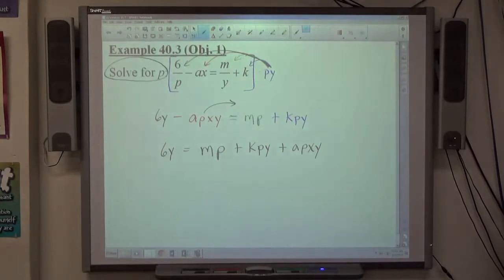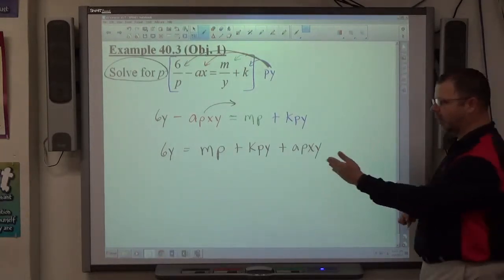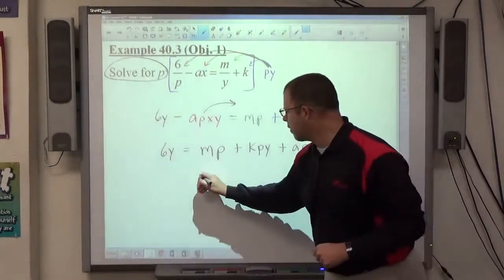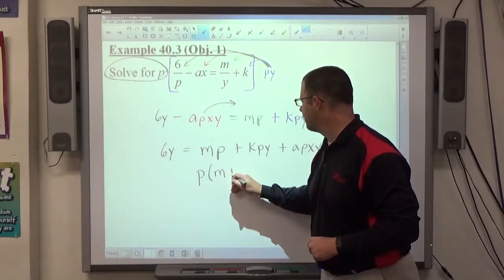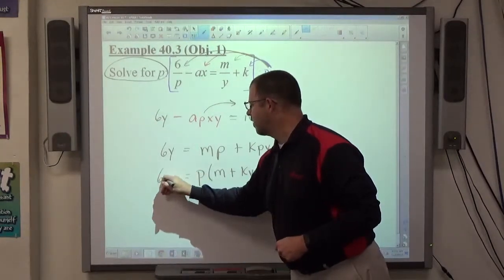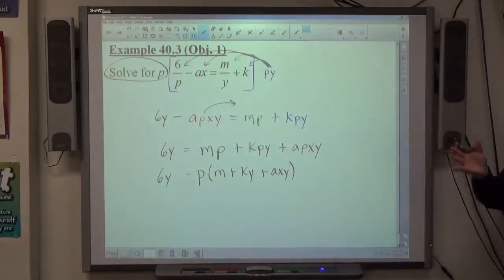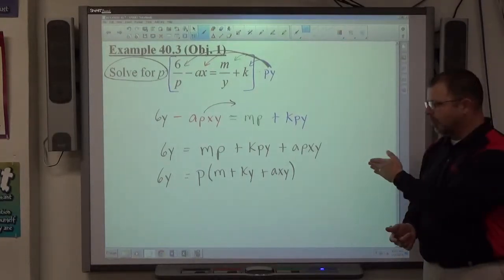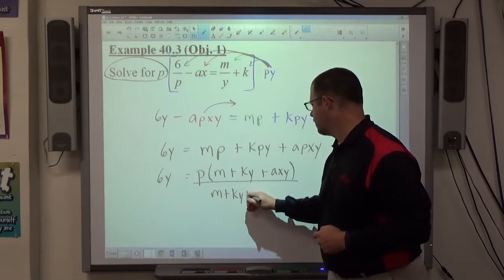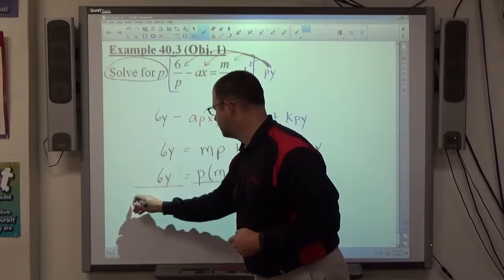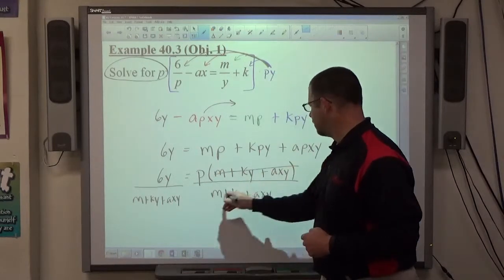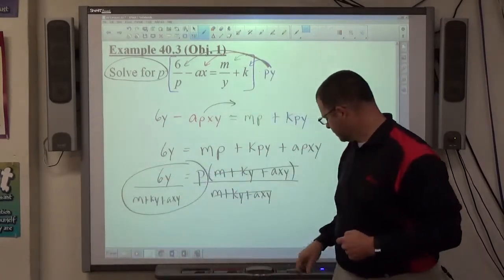So we get that. And then, again, once you got all the objects you care about, all the p's on one side, and all the not p's on the other side, step 4 is always factor that thing you care about out. The other side is not affected by that factoring, just keep bringing the other side down. And whenever p is being multiplied by something, that's what you divide by. So we're going to divide both sides by m plus ky plus axy. That cancels that, and there's my answer sitting right there.